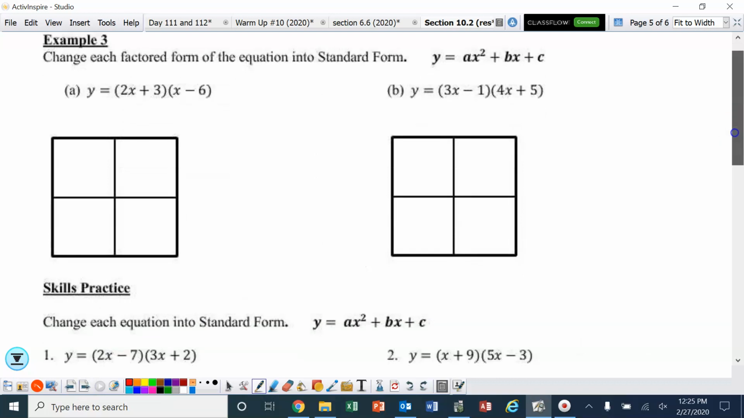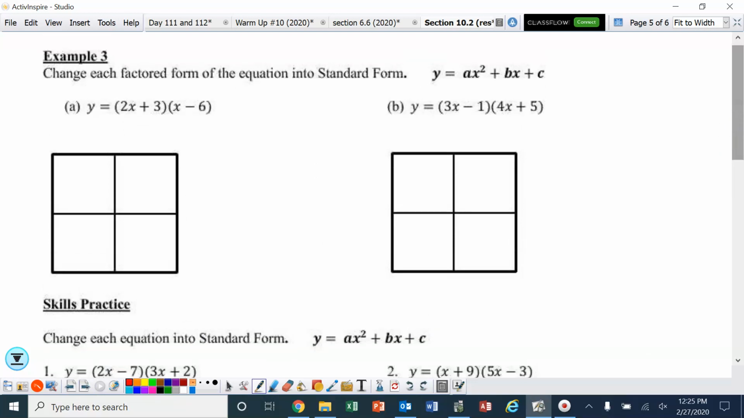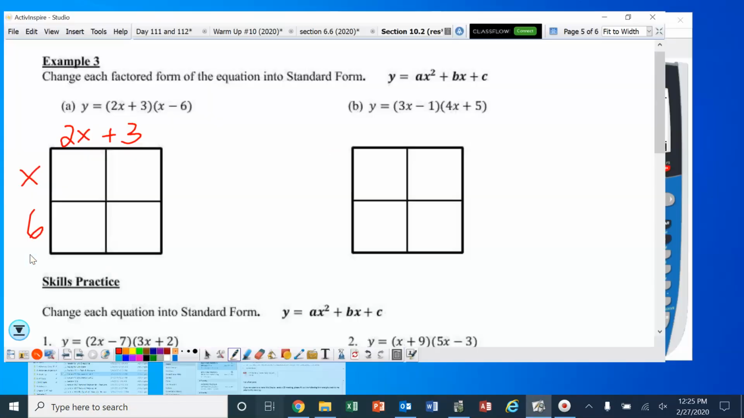All right, example 3, we're going to change the factored form into standard form. And we're going to use the box method. All right, so we're going to write the 2x plus 3, there on top. And then I'm going to put that x minus 6 on the side. Sorry about that.